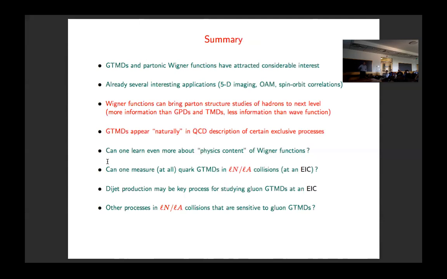Of course, there are many questions. Can one learn even more about the physics content of the Wigner functions or related distributions? Very important, I think: can one measure quark GTMDs at all in lepton-nucleon and lepton-nucleus collisions relevant for the EIC? Right now, the most promising process for the EIC and gluon GTMDs that has been put forward is dijet production. And are there other processes in lepton-nucleon and lepton-nucleus collisions that are sensitive to GTMDs? That's it.